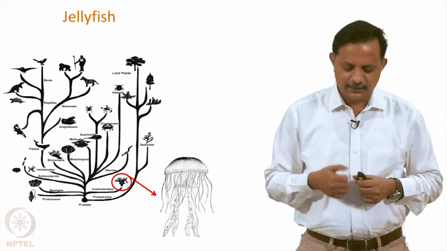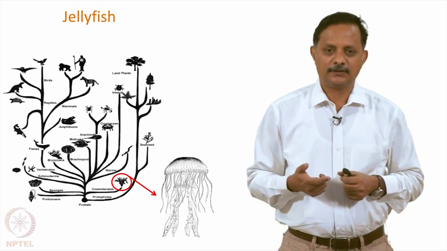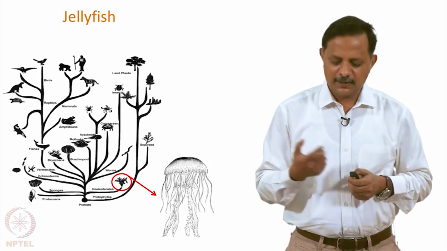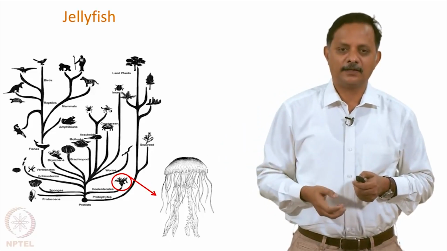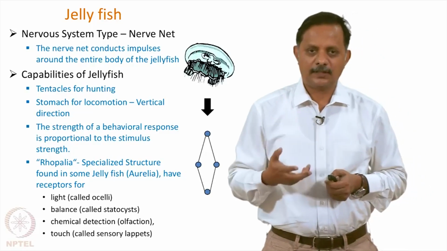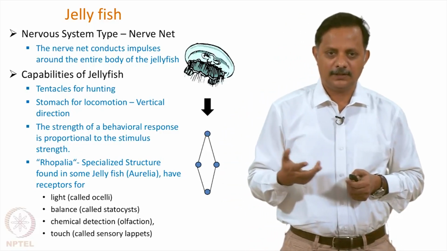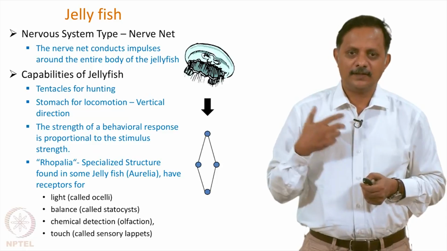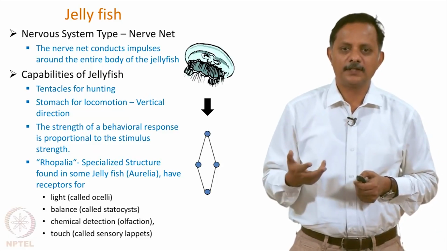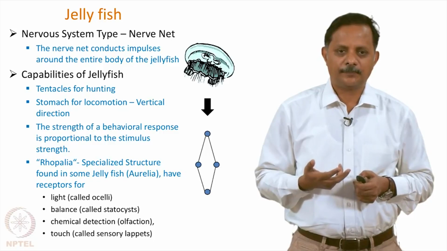Then let us look at jellyfish, which is also another example of coelenterate. It has a nice symmetrical structure, it looks like a kind of umbrella with strands hanging down, and the jellyfish also has a nerve net which is of the type diffuse nerve net. So, this nerve net conducts neural impulses around the entire body of the jellyfish.